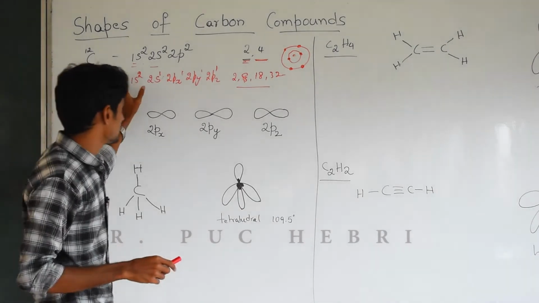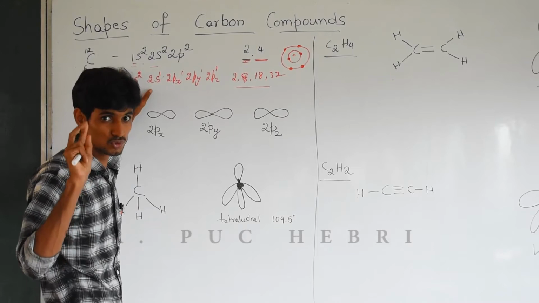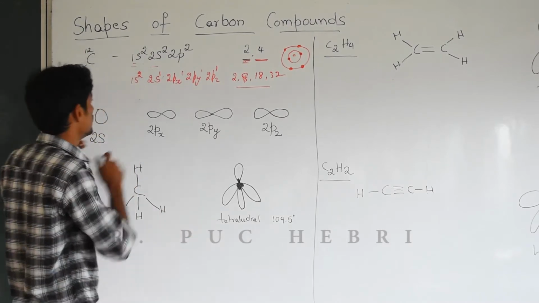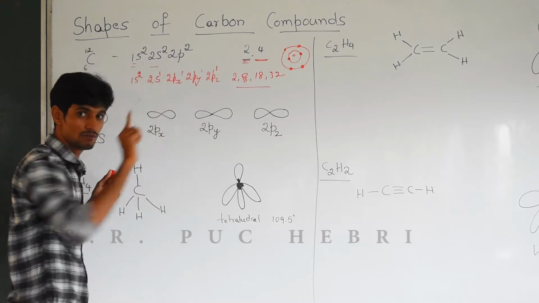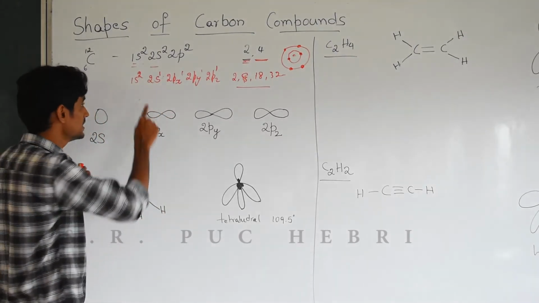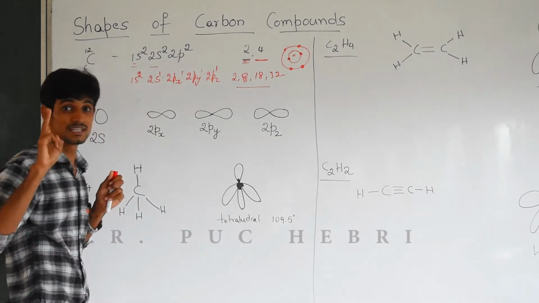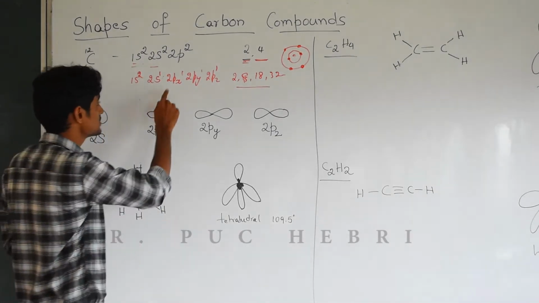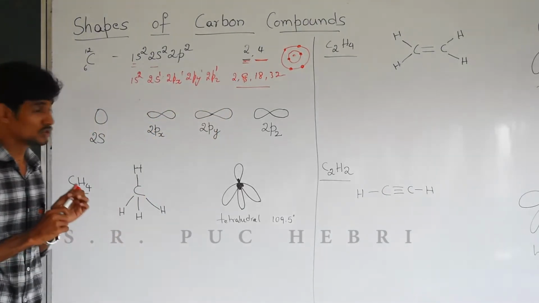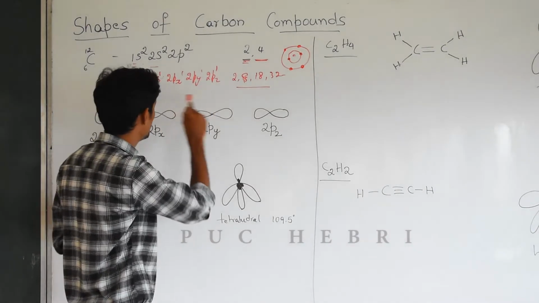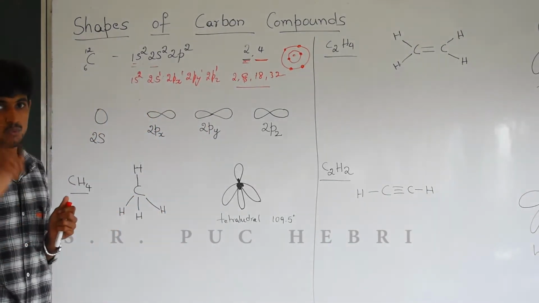Now clearly look into this. In the second shell we have two subshells, that is the s subshell and the p subshell. In the s subshell we have one orbital, that is the 2s orbital. In the p subshell we have three orbitals, known as 2px, 2py and 2pz. So now all these four outermost orbitals contain one electron.